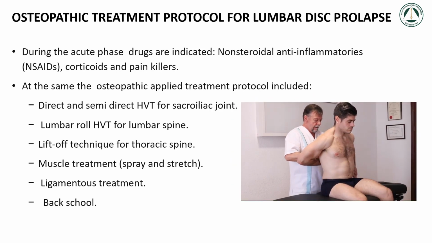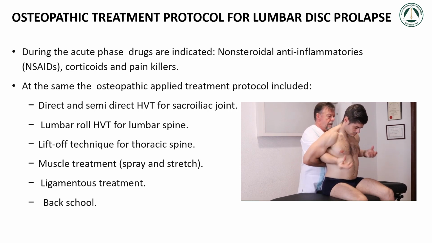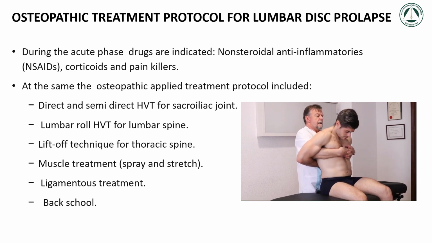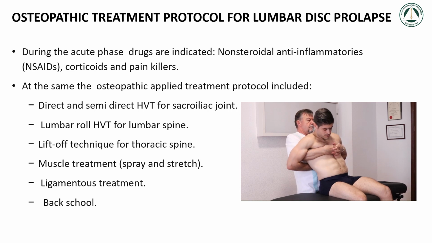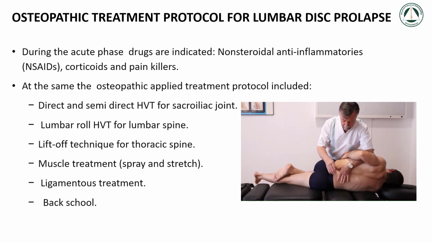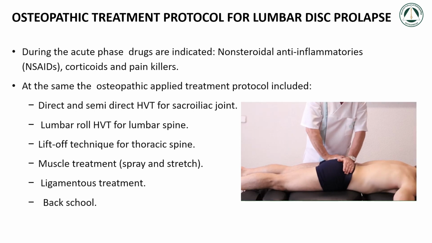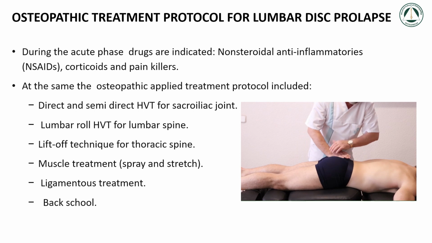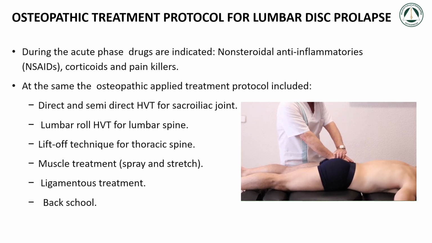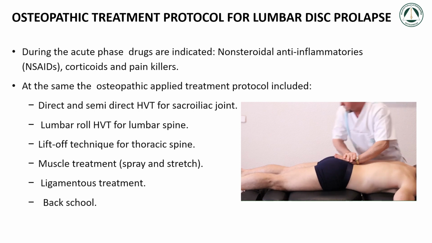During the acute phase, drugs are indicated: non-steroidal anti-inflammatories, corticoids, and painkillers. At the same time, the osteopathic applied treatment protocol includes direct and semi-direct HVT for sacroiliac joints, lumbar roll HVT for lumbar spine, lift-off technique for thoracic spine, muscle treatment, spray and stretch for example, ligamentous treatment, and back school.